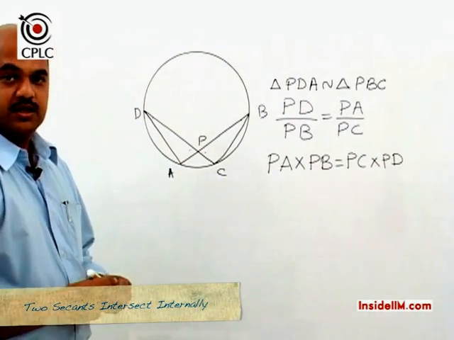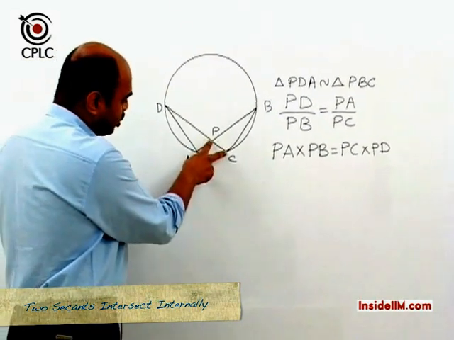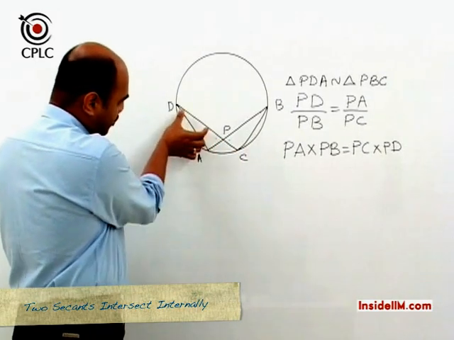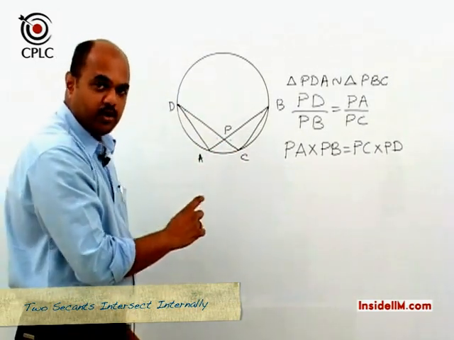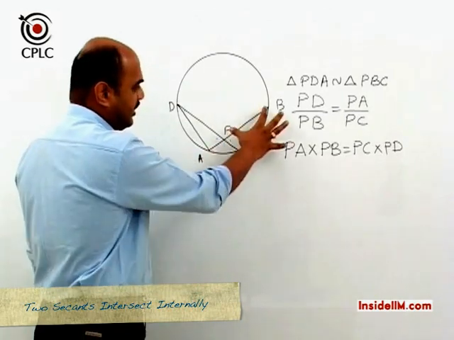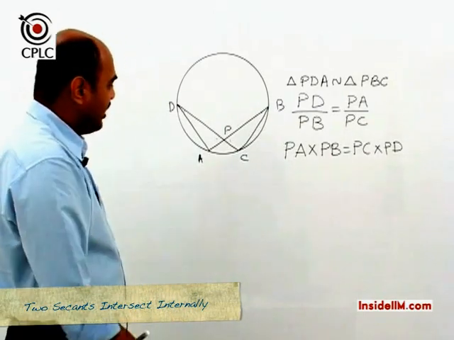Now when two secants intersect internally, the product of the two parts on each secant, which means PC into PD, would be equal to the product of the two parts on the other secant, which is PA into PB. So this is the property with respect to the lengths.